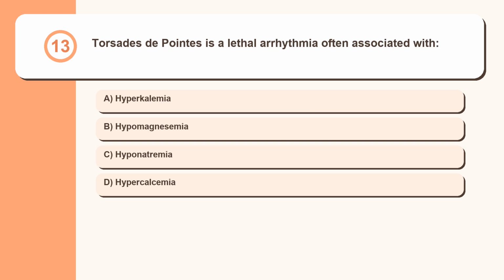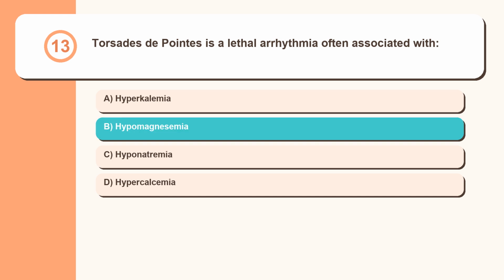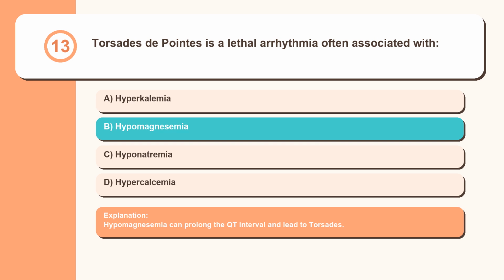Question 13. Torsades de pointes is a lethal arrhythmia often associated with hyperkalemia, hypomagnesemia, hyponatremia, hypercalcemia. Hypomagnesemia can prolong the QT interval and lead to torsades.